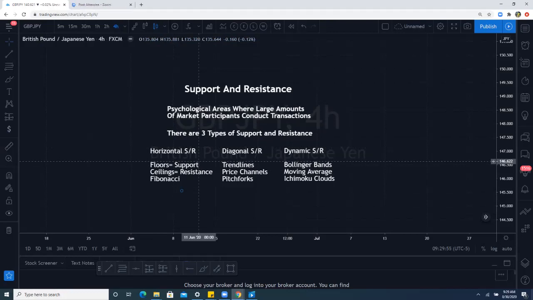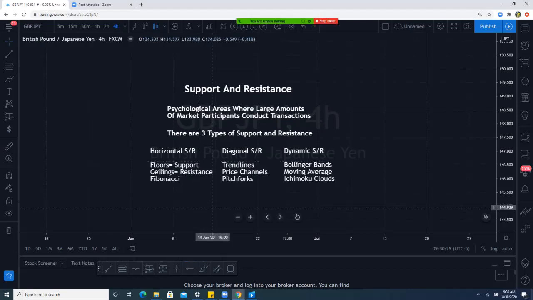So if you're jumping in a small room, say you have a great vertical and you can jump a few feet in the air, and there's a low ceiling, you're going to hit your head on the ceiling and go back down. There's going to be a point where it's going to stop your momentum and bring you back down. That's resistance. The third type of horizontal support and resistance is going to be Fibonacci. Fibonacci is a measurement tool of certain ratios that the markets like to respect.